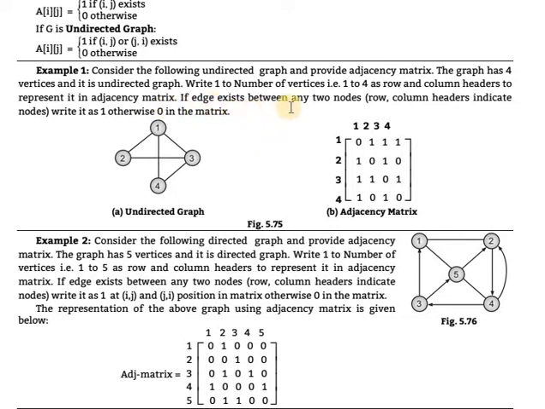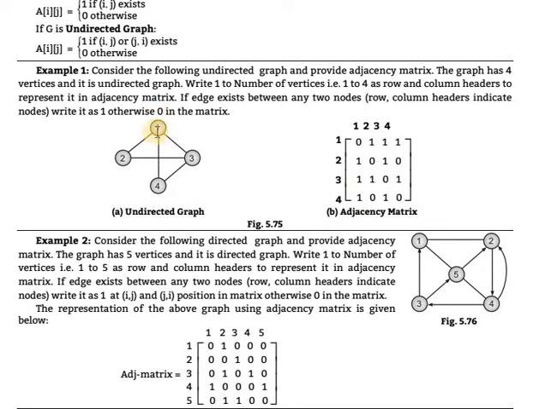If an edge exists between any two nodes, write 1, otherwise 0. Clear that? Edge exists means an edge is created on those two nodes, then write 1, otherwise 0. Row and column headers indicate the nodes. That is how to write 1 2 3 4. Clear that? 1 2 3 4 vertices, 1 2 3 4.